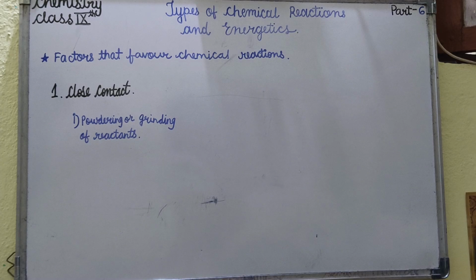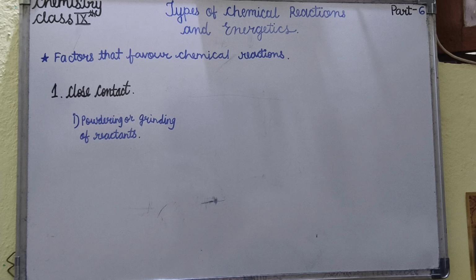So, number of collisions are less when the surface area of CaCO3 is less. When marble chips are powdered or broken into smaller particles, the surface is increased, thereby increasing the number of collisions between the marble chips and HCl molecules. This increases the rate of reaction. Thus, more the surface area, more the rate of reaction.